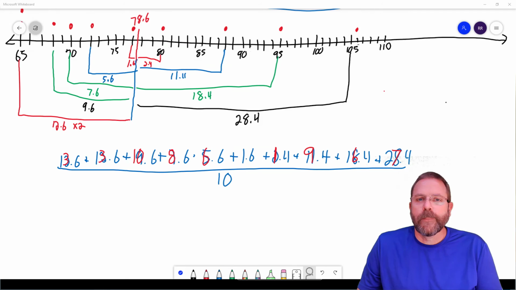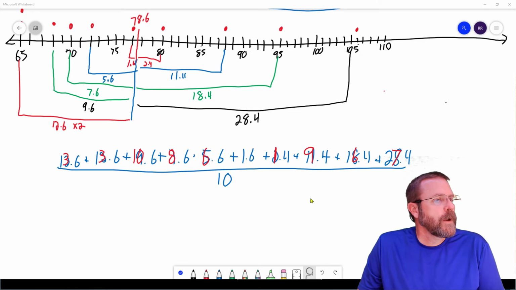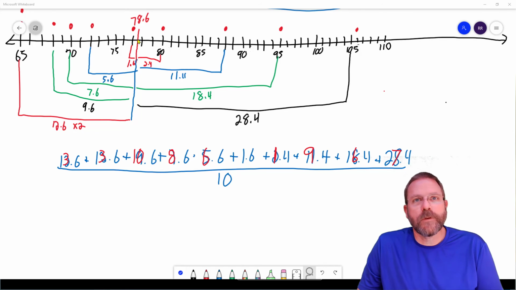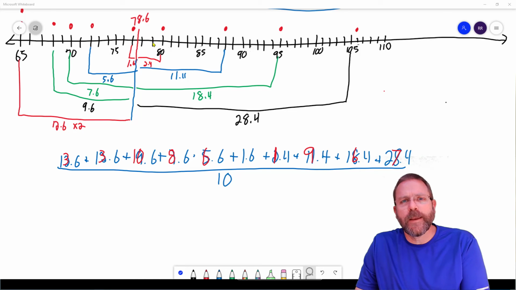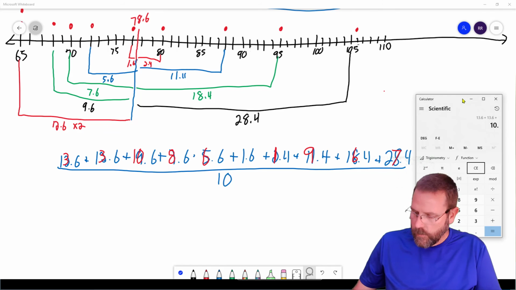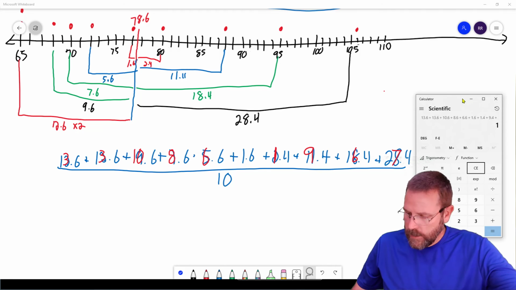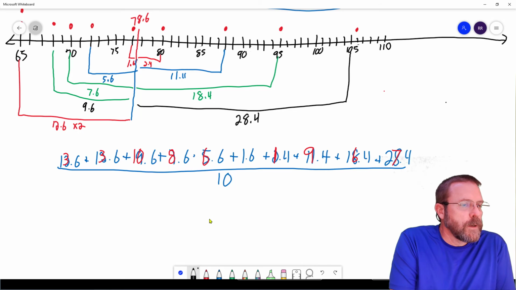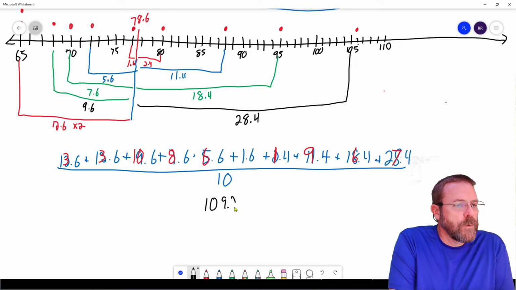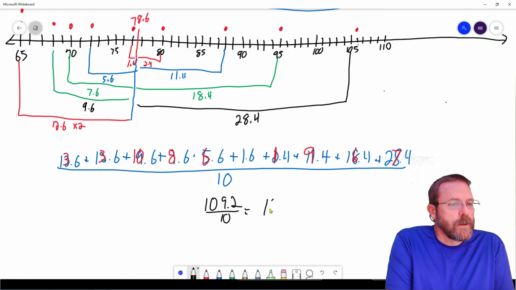So I had 12. After working this problem, I realized I'd screwed up. So I went back and looked at it and found out that my distances were all wrong here, largely because I put 78.6 in the wrong spot. It should have been right here. So let's add all this up and find the average now. Which is my right down here, 109.2 divided by 10. That's going to end up equaling 10 and 92 hundredths.